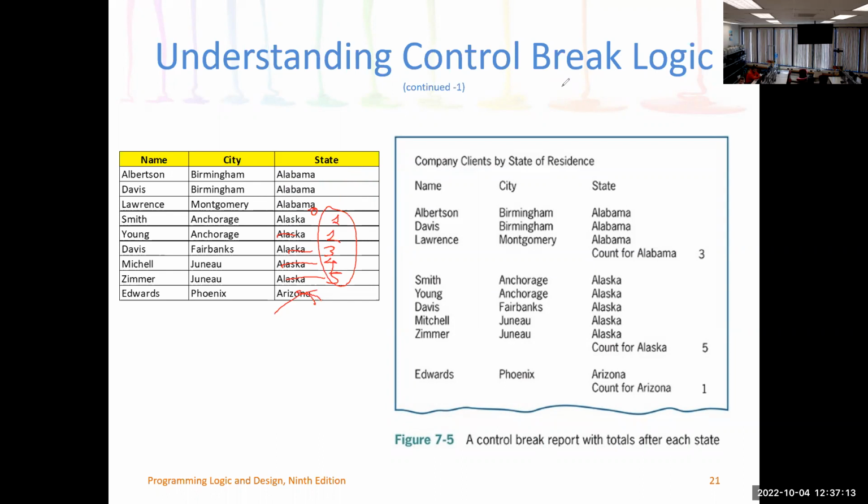The number of employees in Alaska: five. So we see: initialize the counter. Check if the state is the same, increase the counter by one. If not, clean it up. Make sense? Okay.